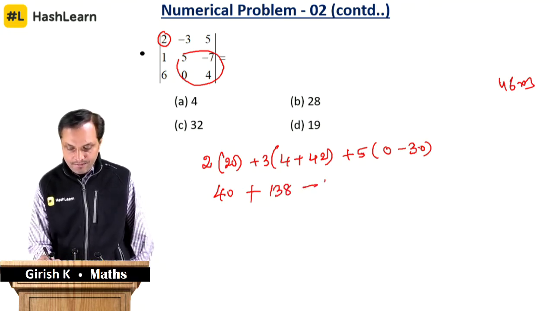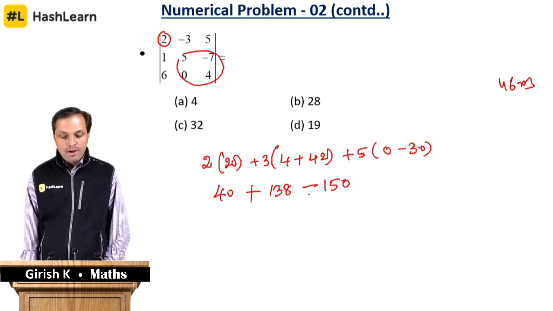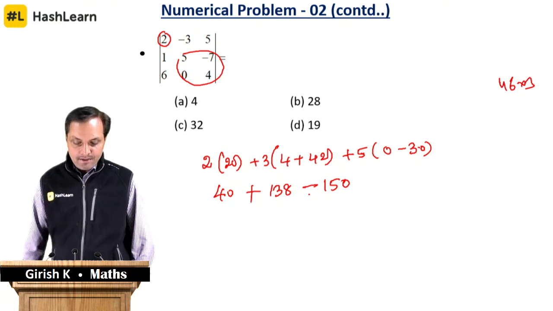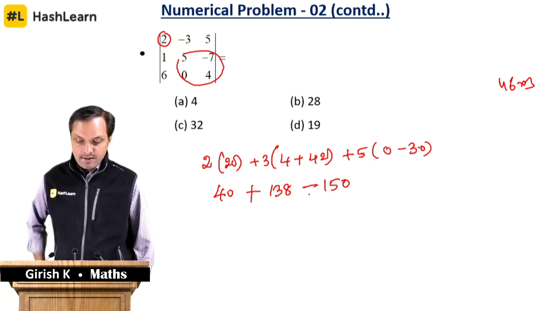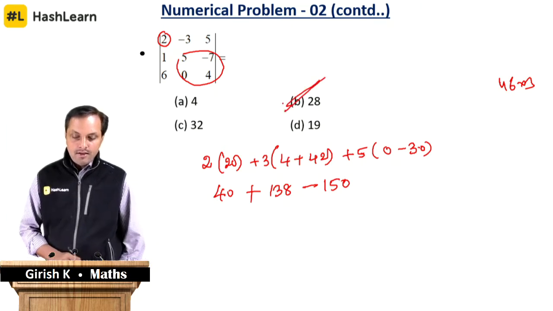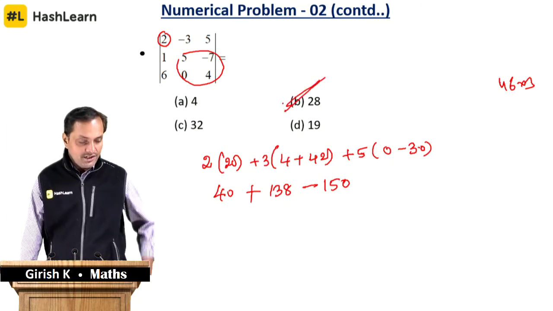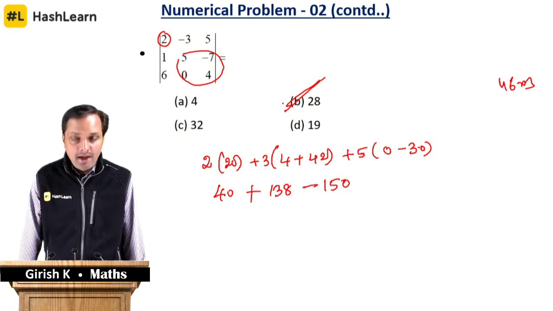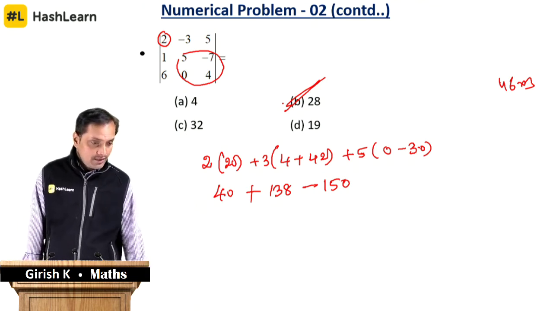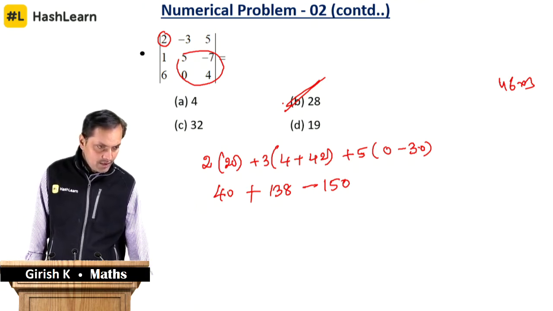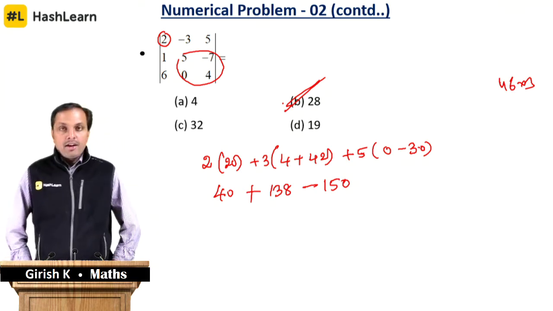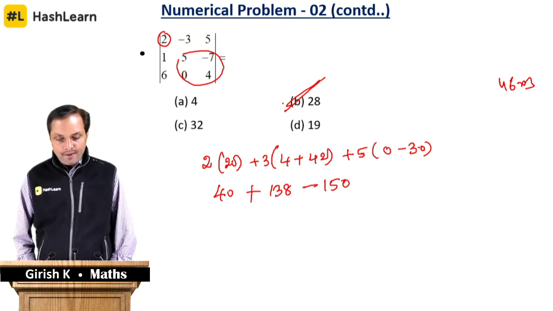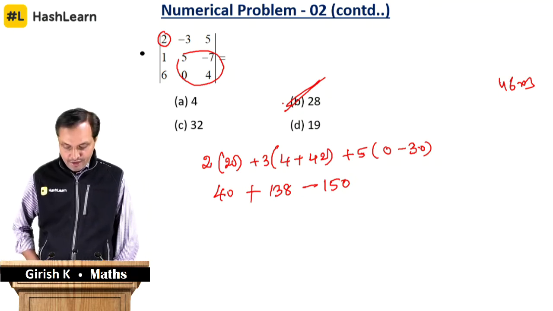Minus 5 into 3 is 15, so 150. So what is your answer? 138 plus 40 will give you 178, minus 50 is 128, which is in option B. This was a simple problem, and no one gave the right choice, no one responded. No problem. Let's go ahead with the next numerical.